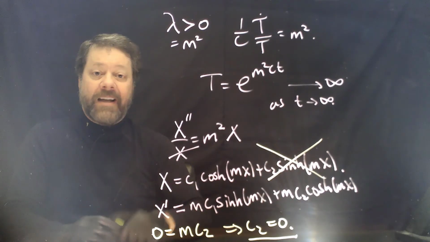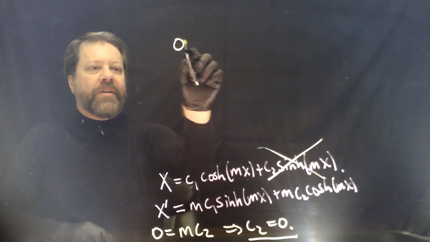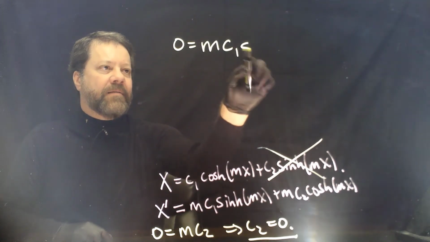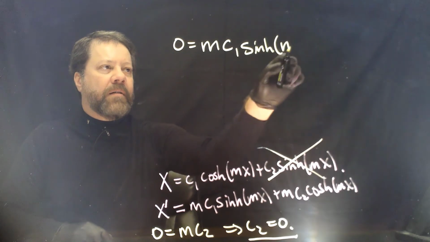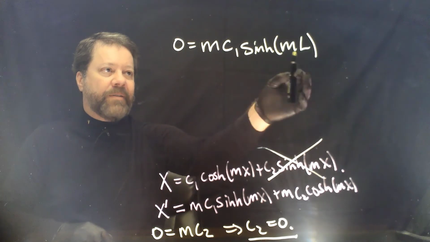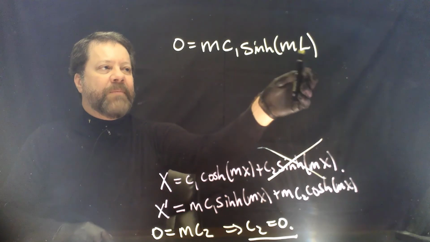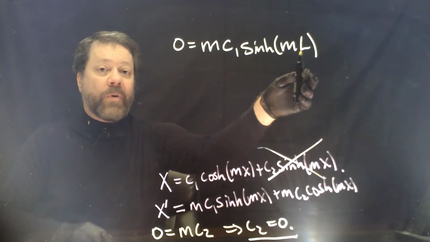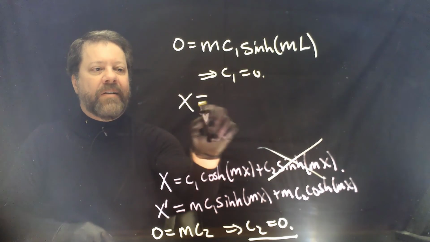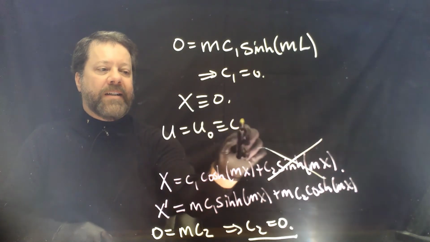Let's see how we get the other boundary condition to hold. At the other boundary condition, we have 0 is this X prime evaluated at L. Well, m is not 0. c1 might be 0. The only way hyperbolic sine is 0 is if the argument is 0, which means that m times L is 0. Well, neither m nor L is 0, and so that implies that c1 is 0, but that just gives you X is identically 0, and hence u is u naught, which is identically constant again.